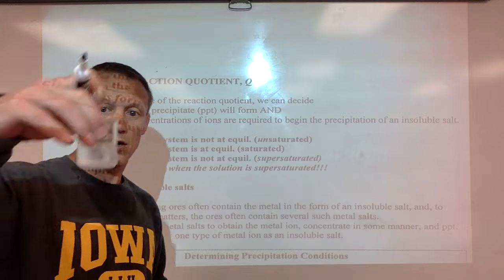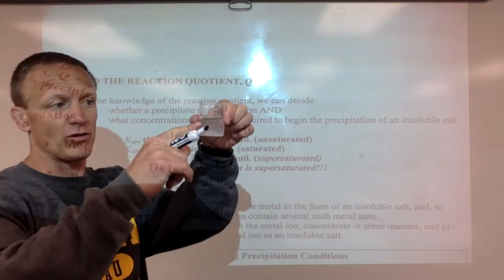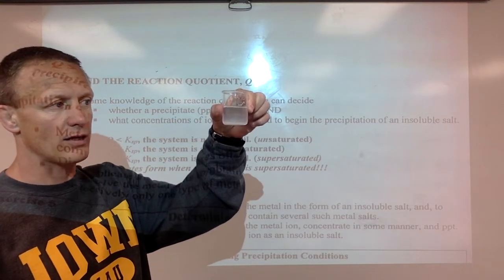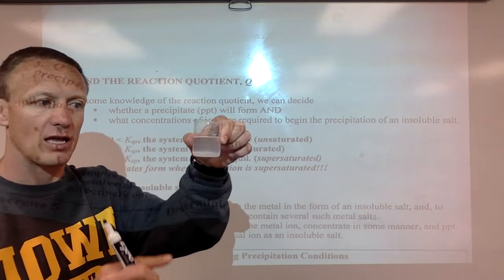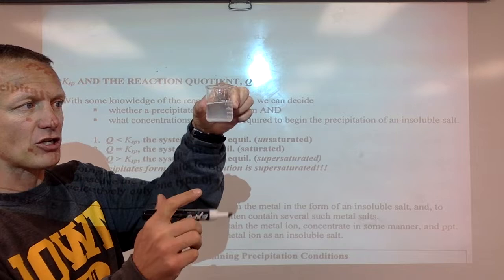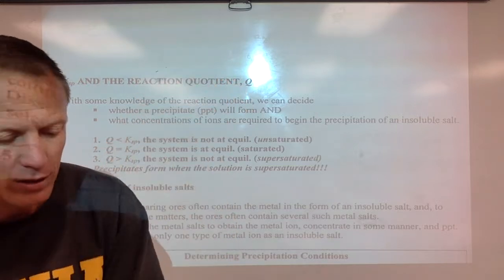So if I added some more of one of these ions in here, either lead ions or chloride ions, that would start to precipitate out more of the stuff that's in there. It's already saturated. It's got as much in there as it can dissolve because there's something on the bottom.